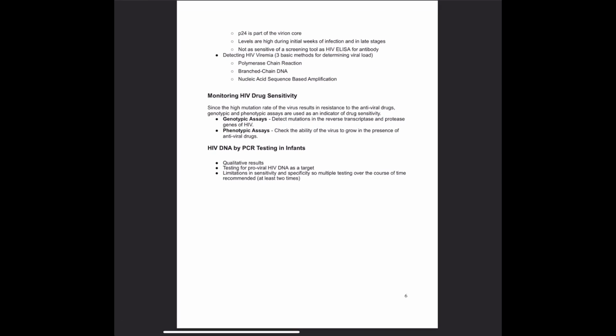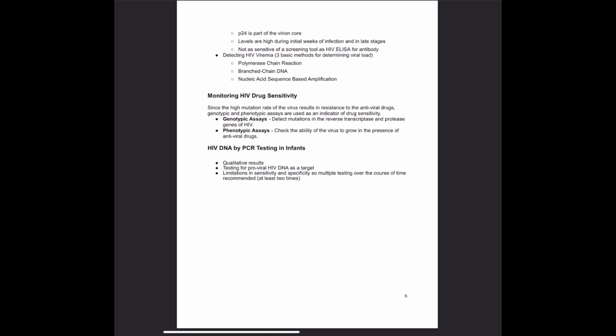We also need to monitor HIV drug sensitivity. Since the high mutation rate of the virus results in resistance to the antiviral drugs, genotypic and phenotypic assays are used as an indicator of drug sensitivity. Genotypic assays detect mutations in the reverse transcriptase and protease genes of HIV. Phenotypic assays check the ability of the virus to grow in the presence of antiviral drugs.